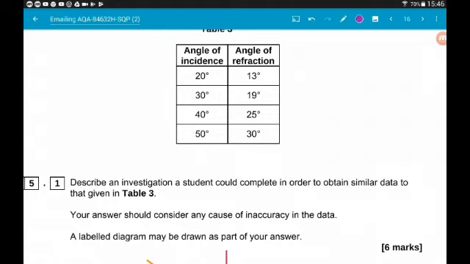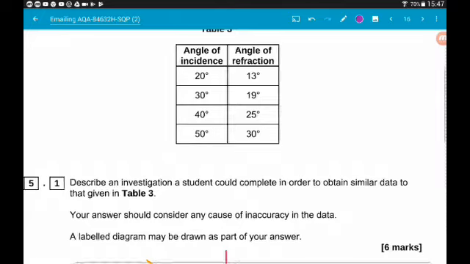So we are going to need a glass box or a glass block. First of all, we're going to put that glass block on a sheet of paper and we're going to draw around it. Once we've drawn around it, we're going to take the glass block off, and then on one of the sides of this rectangle, we're going to want to draw a normal. So a line at 90 degrees to the block. Now, I've drawn a little diagram down here.